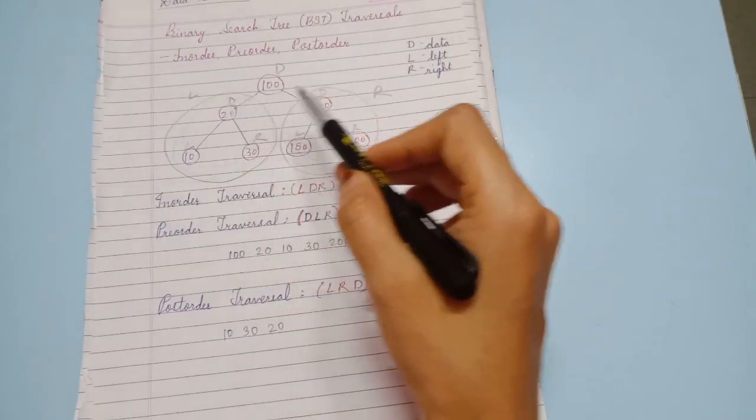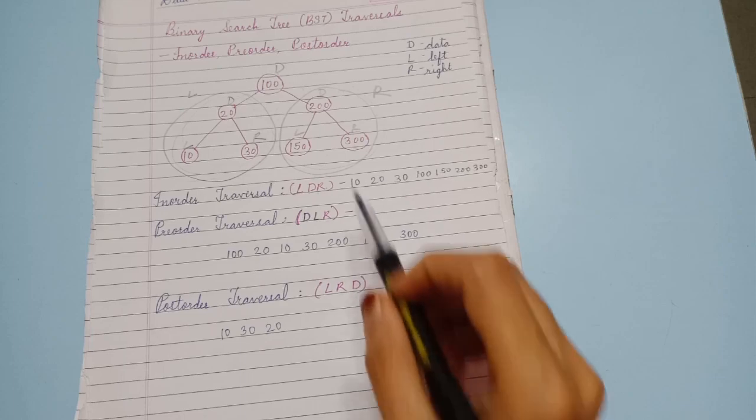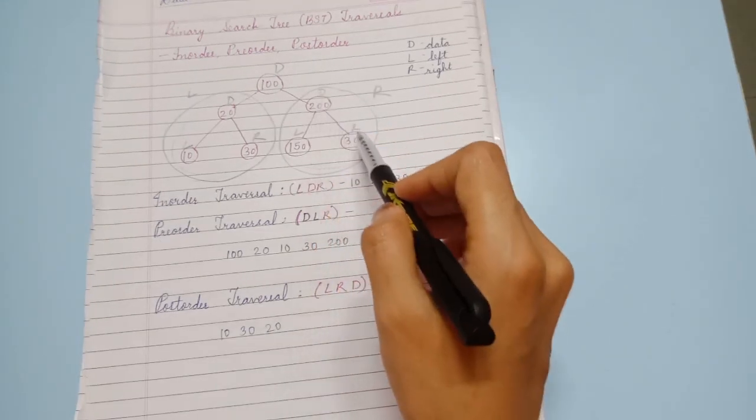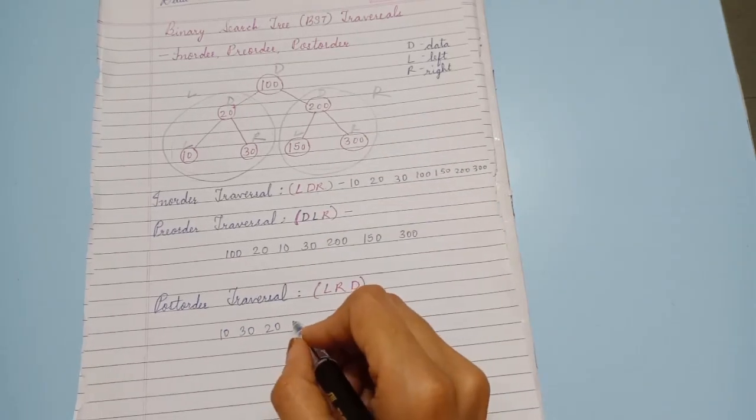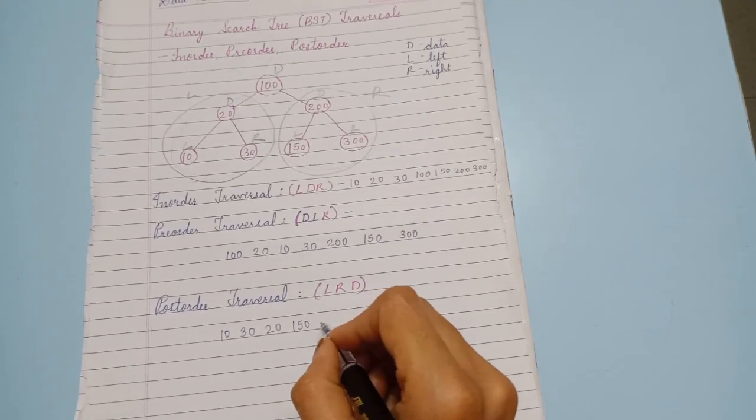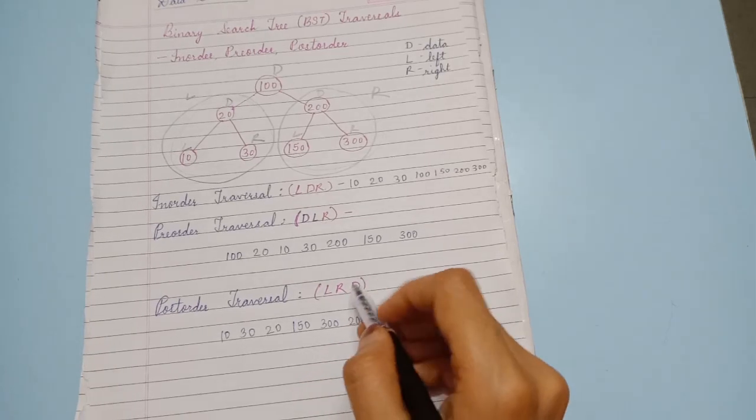Next it says go R. L is traversed. We'll go R. In R again it says use L, R, D. That is 150, 300 and then 200. So we'll traverse 150, then 300 and then 200.